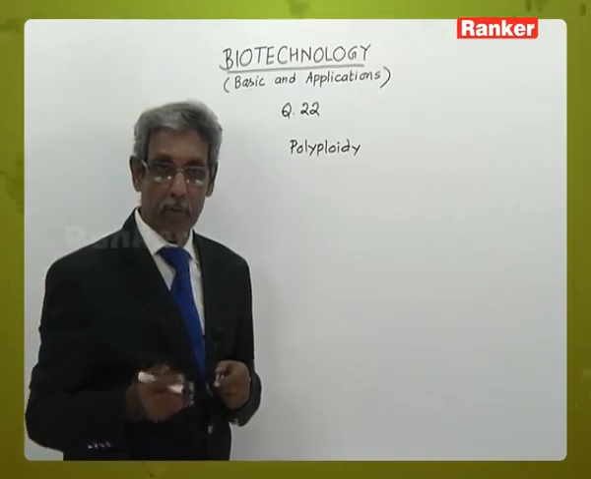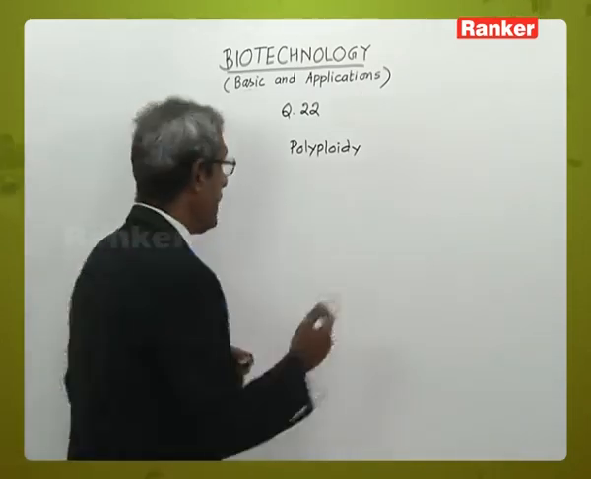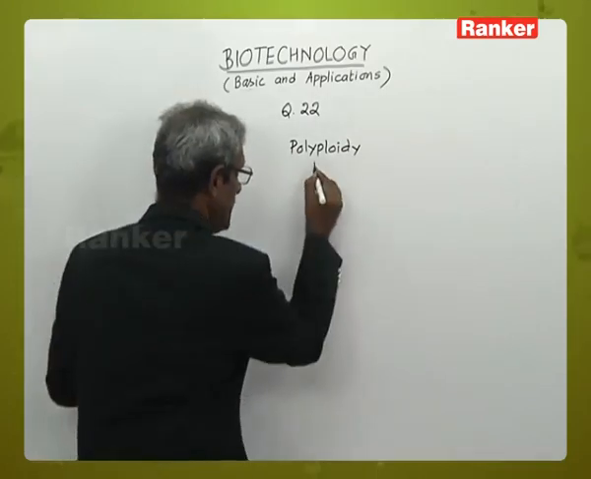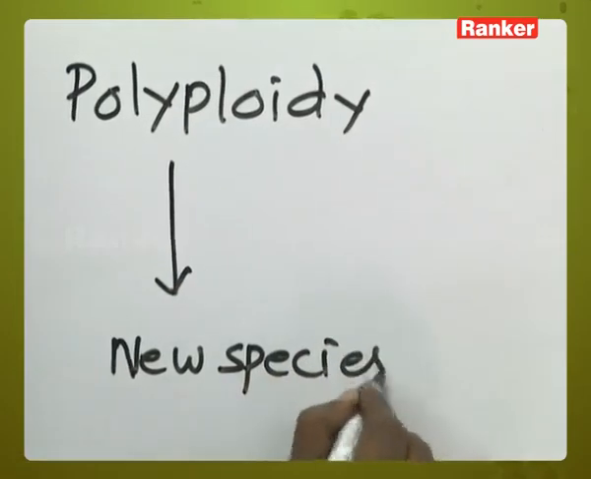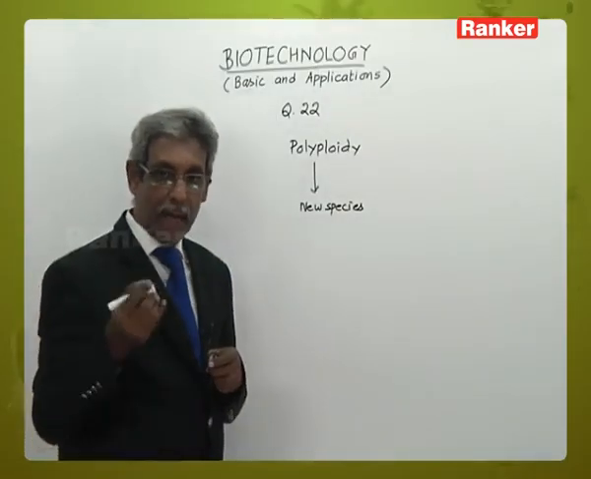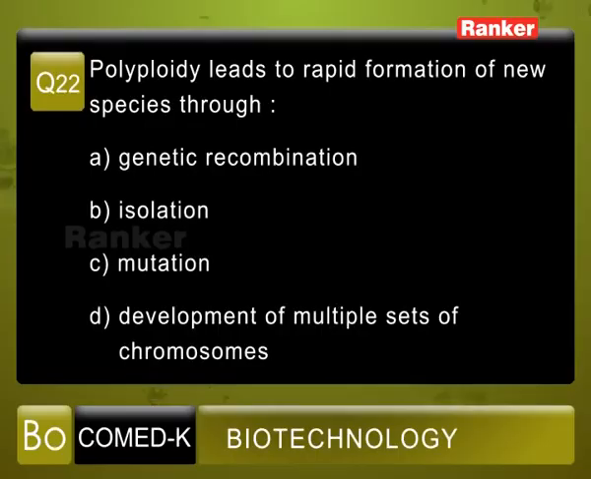Polyploidy refers to increase in chromosome sets, and it leads to the rapid formation of a new species. The reason why we have new species, the choices are: is it due to genetic recombination? Polyploidy does not lead to genetic recombination. Polyploidy does not lead to choice B, which is isolation. Isolation is when we have a rare line. C, polyploidy does not lead to mutation because there is no change in the number, kind, and the sequence of the nucleotides or at the chromosome level. However, polyploidy results in the development of multiple sets of chromosomes.